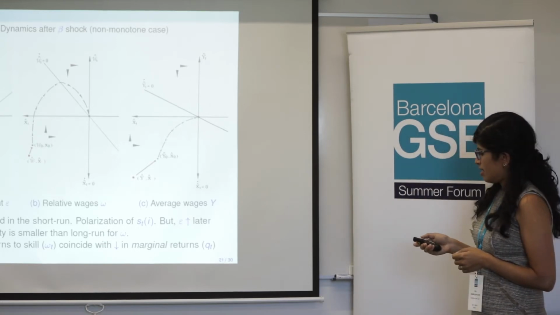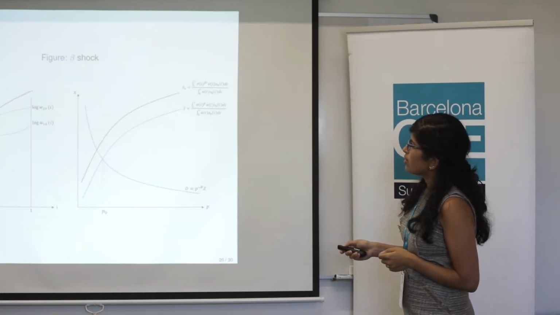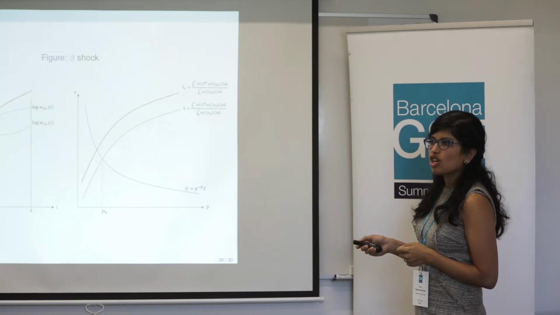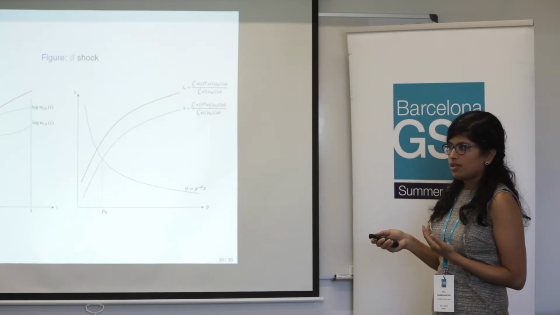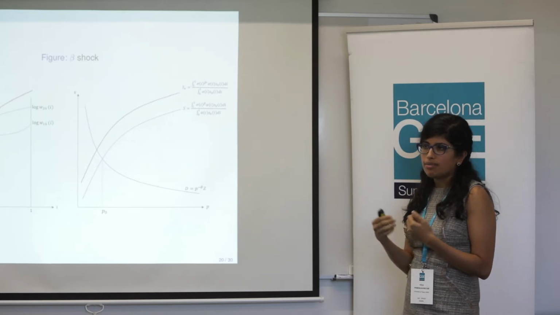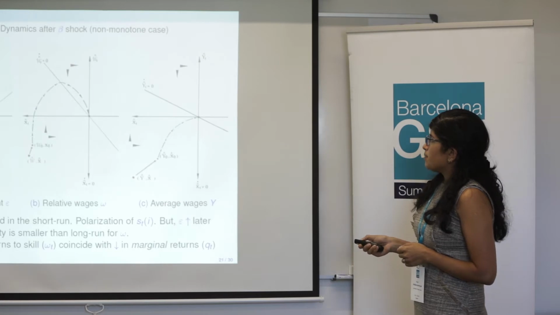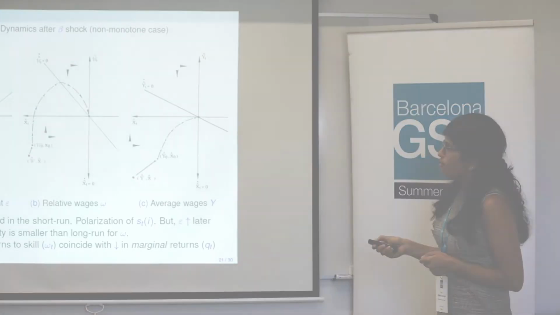Initially the threshold that was here is going to shift. There's going to be worker displacement. The marginal types move out of firm 2 into firm 1, so there's going to be a fall in relative employment.